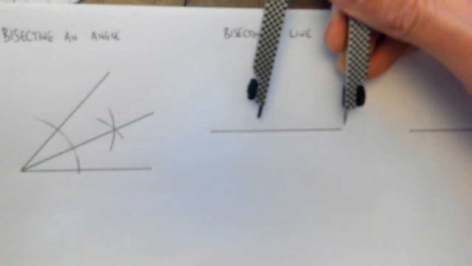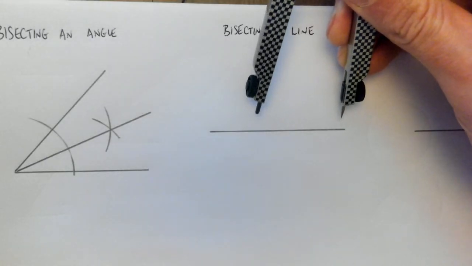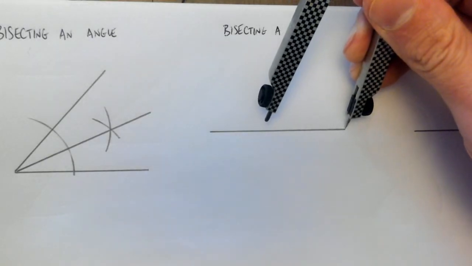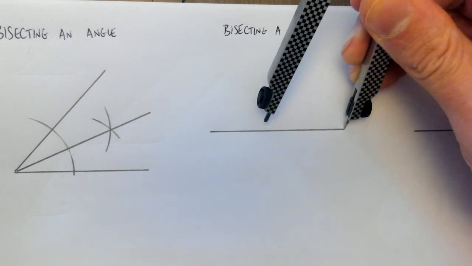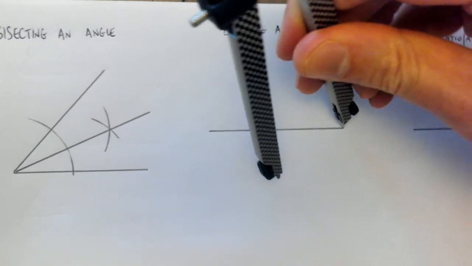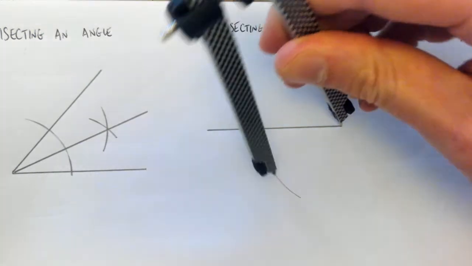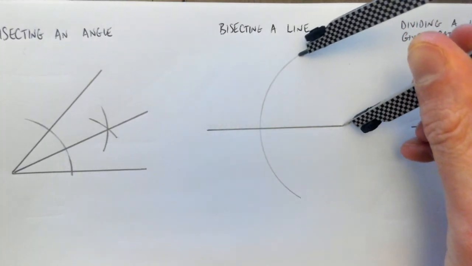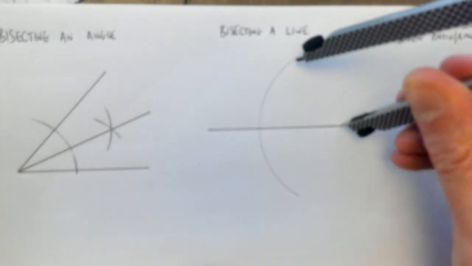Okay, so I'm going to leave it like that. I'm not going to change the setting of the compass again, okay? So, I'm going to put the pin at the end of the line. Do this accurately, so right on the edge of the line like that. I'm going to do a big arc like this. Not too heavy with the pencil. Something like that, okay?